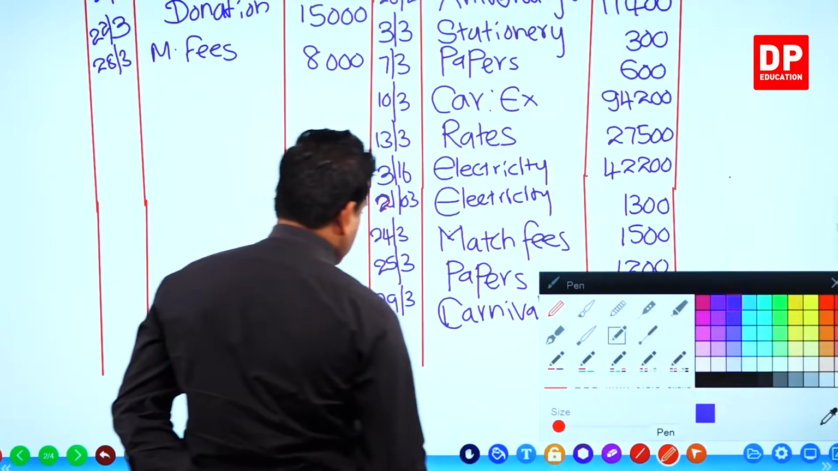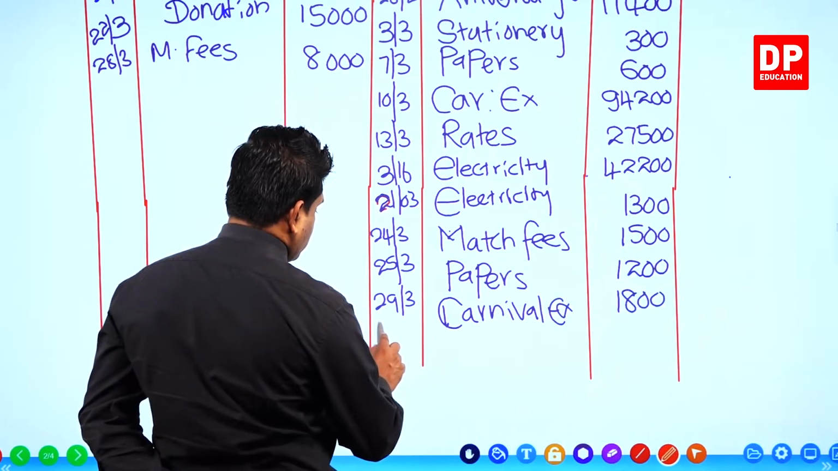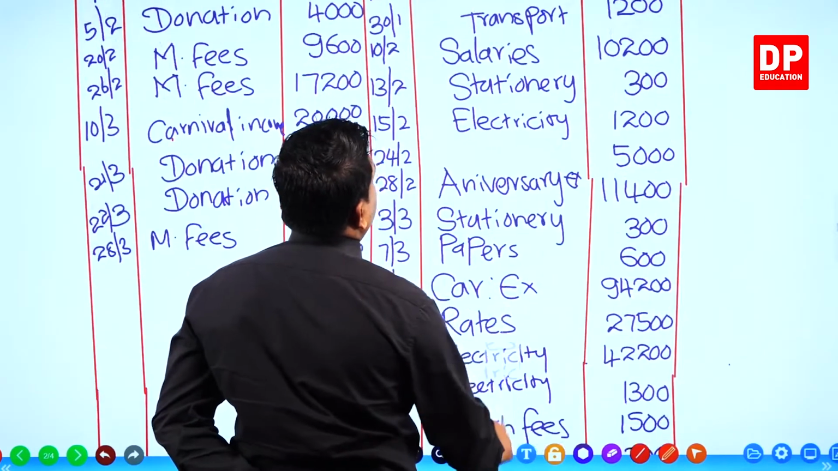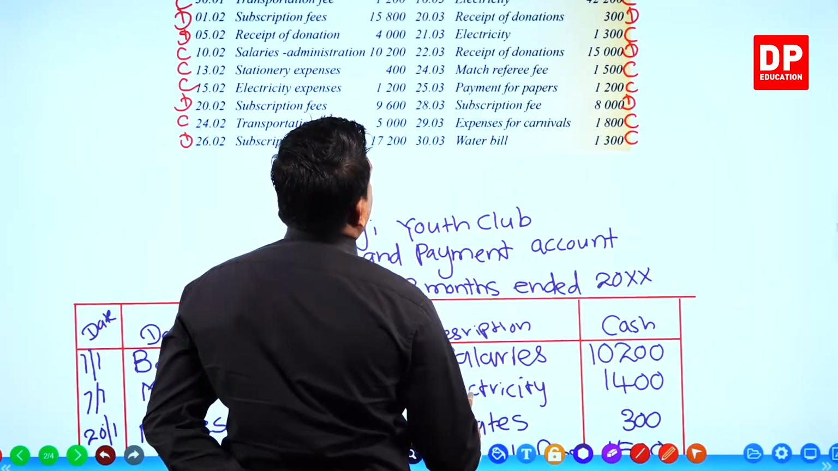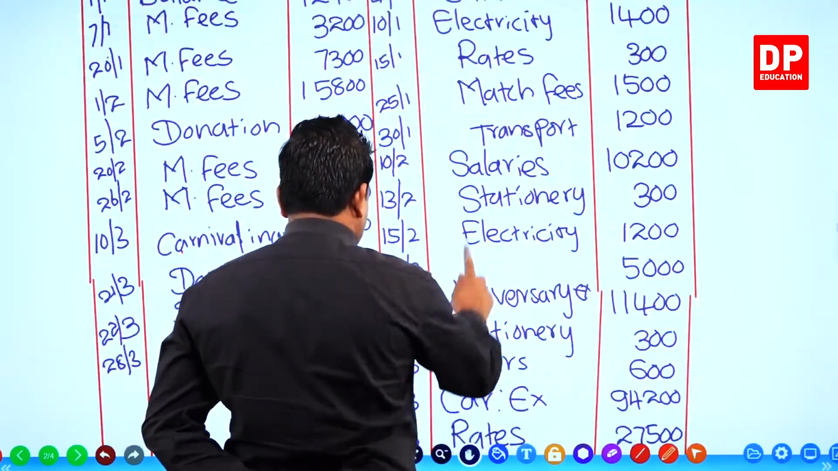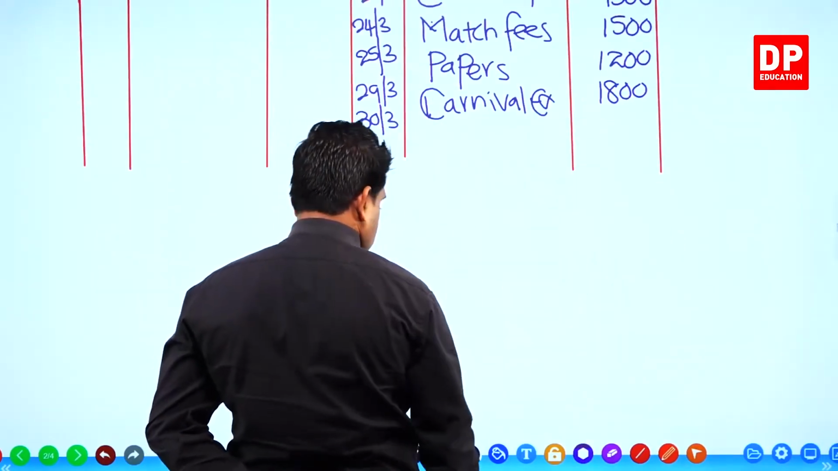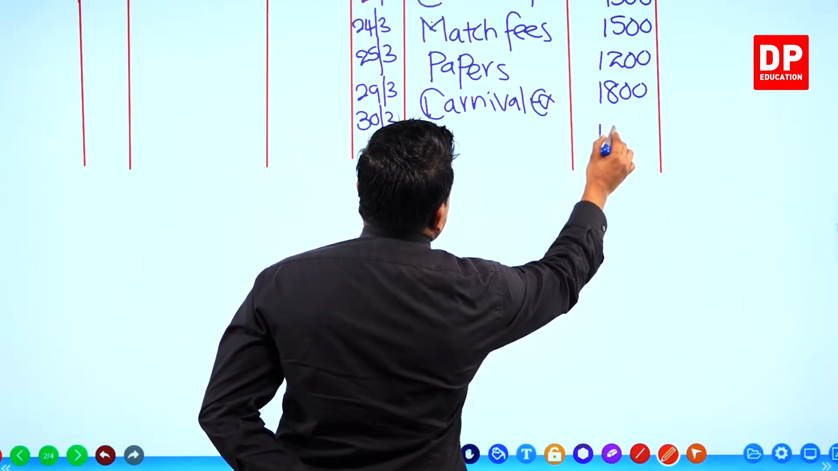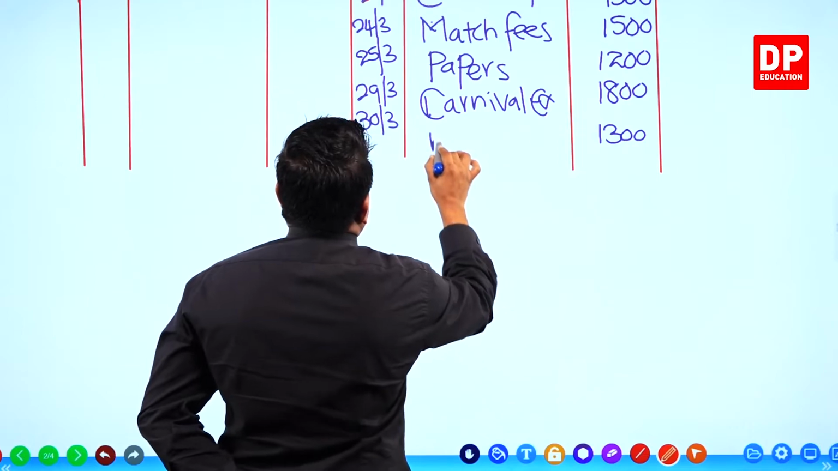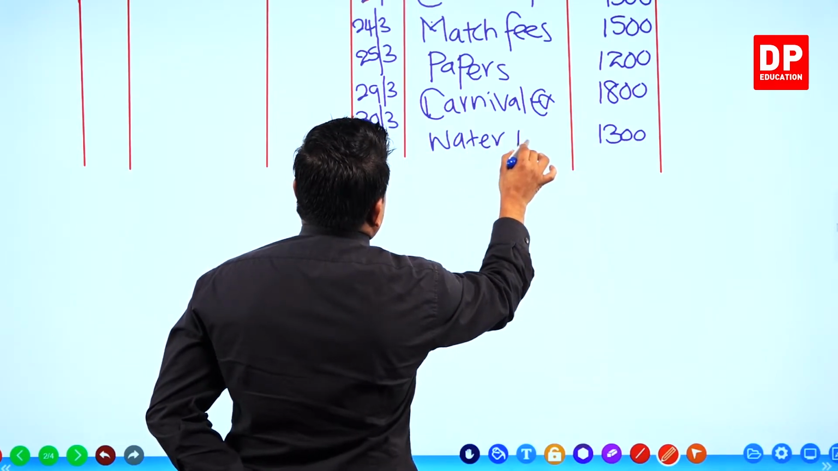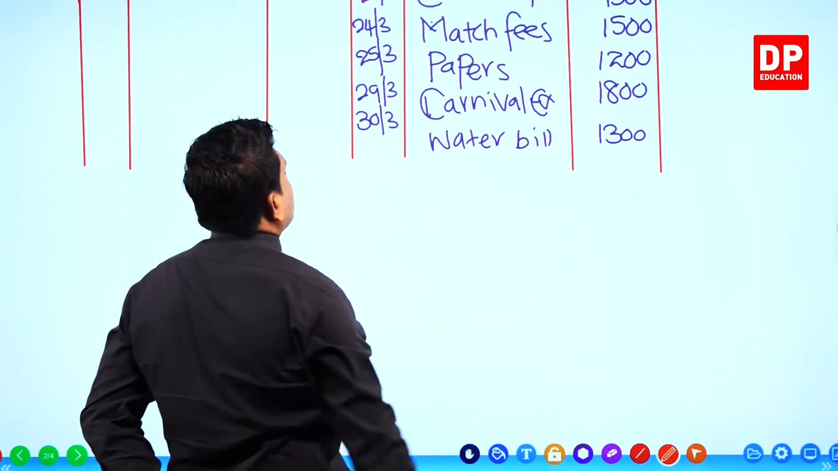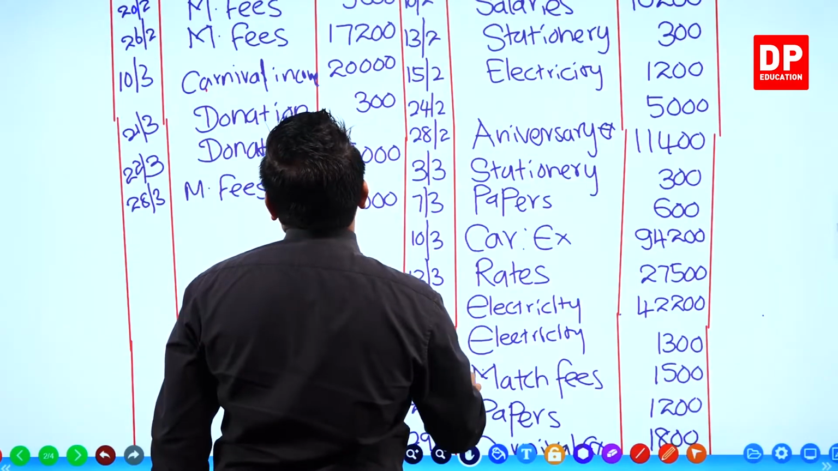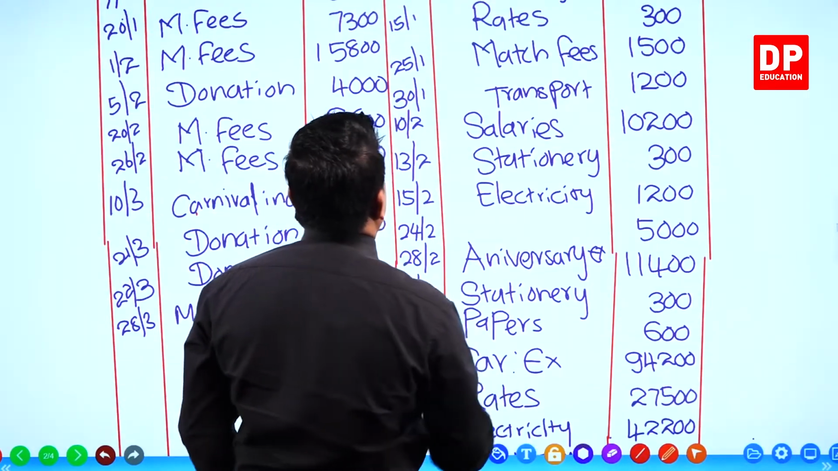3/30 is the last one. See what is that? I think it's the water bill. Check it. Yeah, water bill 1300, right? It's 3/30. Okay. Now, if you want, you can recheck it again, right? All the details are recorded properly.